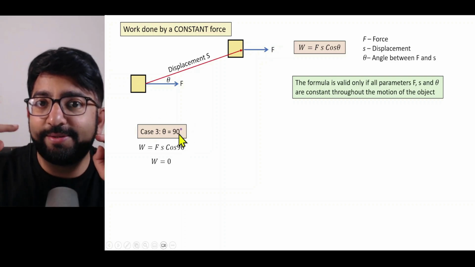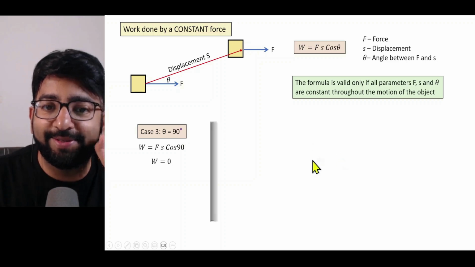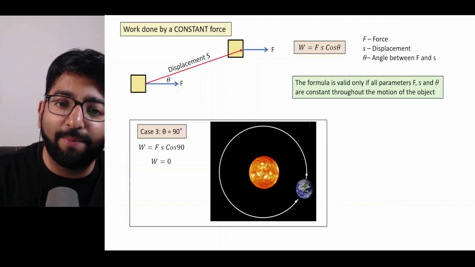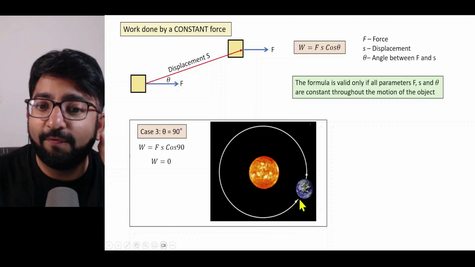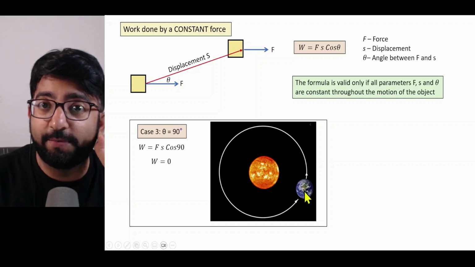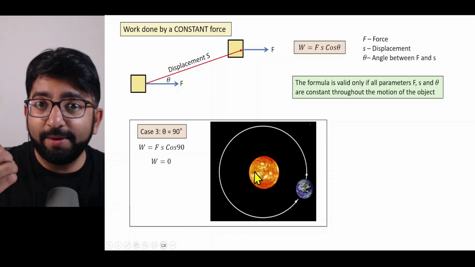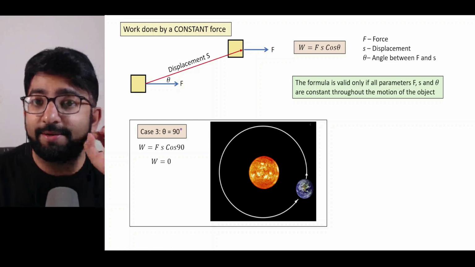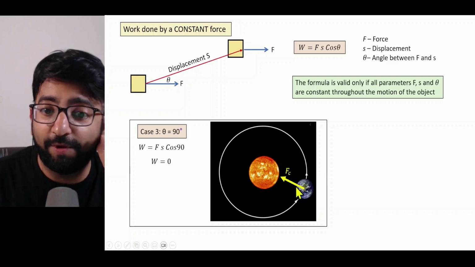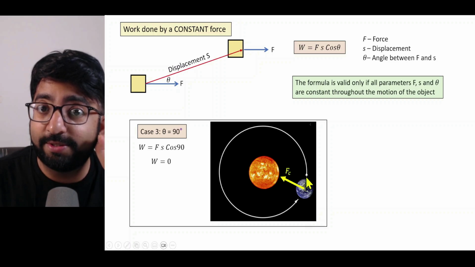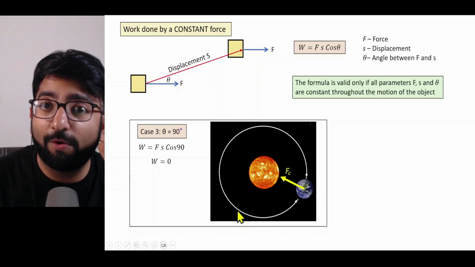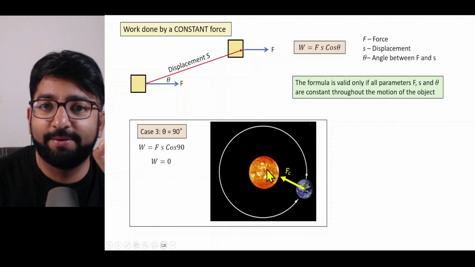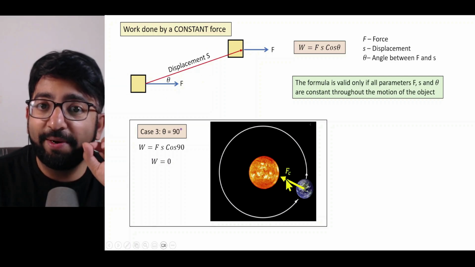Now the easiest example to visualize this is any circular motion. So for example, consider the earth which is orbiting the sun. Now think, what is the force which is acting on the earth? That is the gravitational force which is being provided by the sun. So the sun is pulling the earth towards it. That is called the gravitational force. So we draw this arrow. So the force is acting on the earth, but the direction of force is towards the center of the circle, which is the sun.